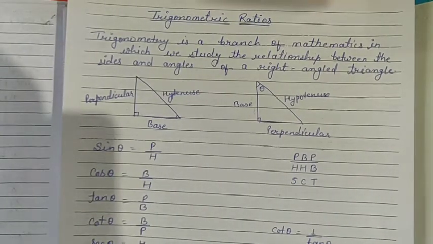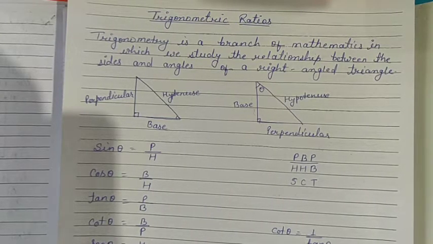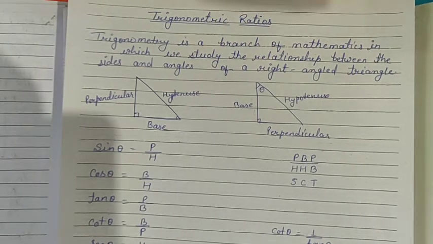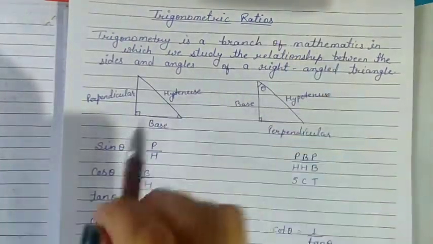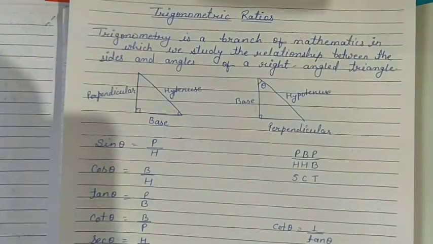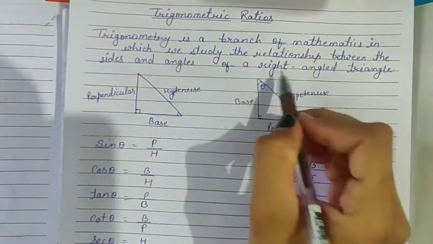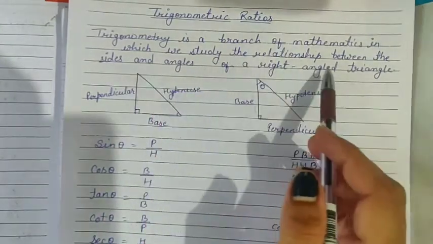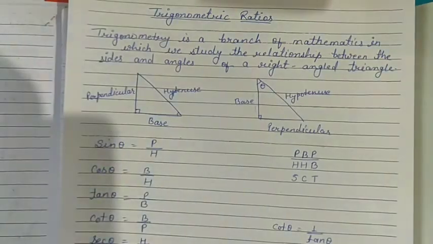Today I am going to start your new chapter number 6, that is trigonometric ratios. Students, to start this chapter, firstly we have to know what trigonometry is. So trigonometry is a branch of mathematics in which we study the relationship between the sides and angles of a right angled triangle. Okay, remember one thing, we study the relationship between the sides and angles of a right angled triangle. Okay students, this is a right angled triangle.